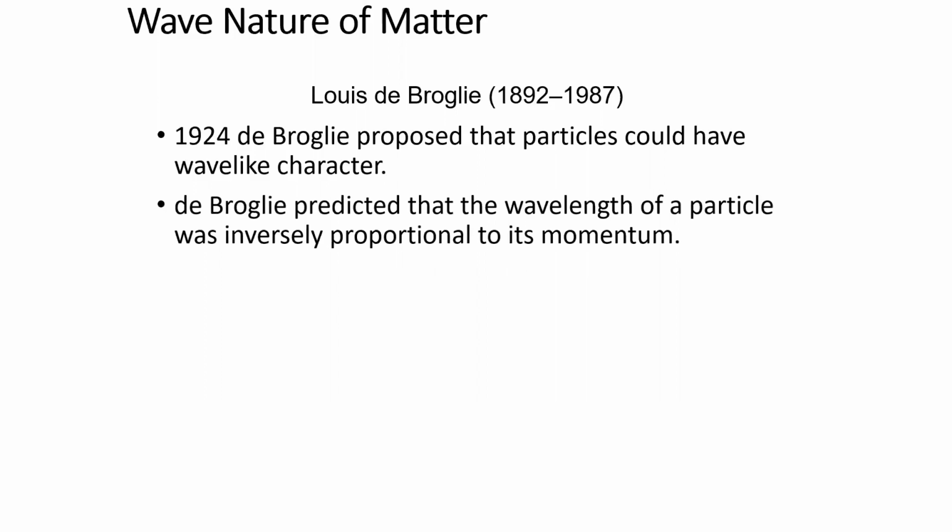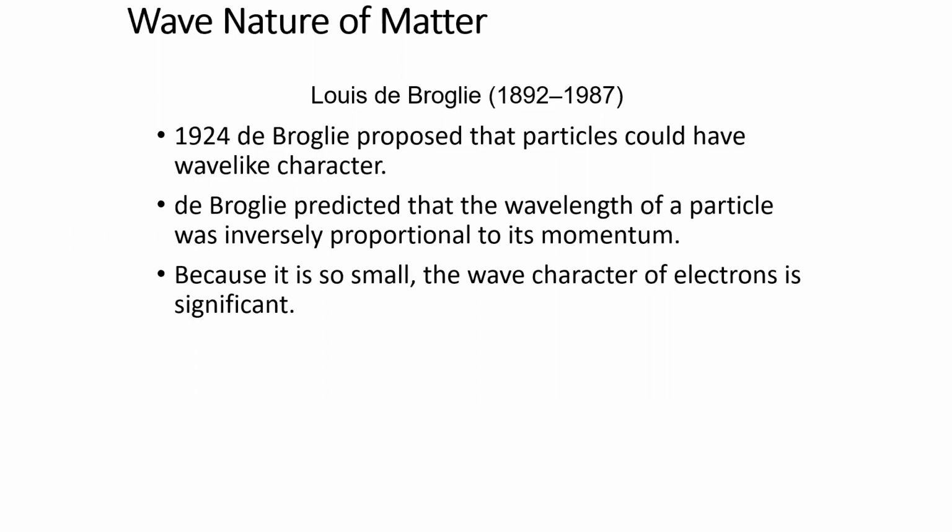So de Broglie predicted that the wavelength of a particle was inversely proportional to its momentum. Because it is so small, the wave characteristics of electrons or things at the microscopic scale are significant, so we have to take into account this wave characteristic. The wavelength of this extends to all matter, okay?